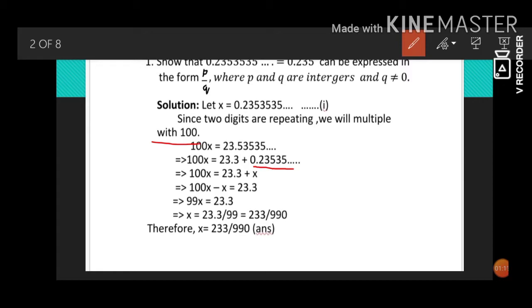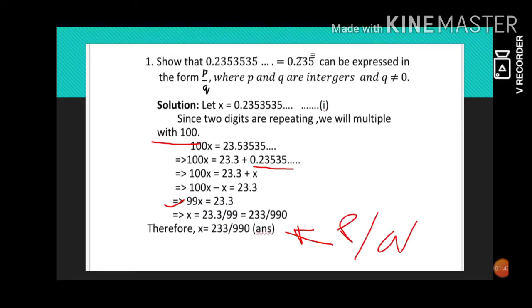Now transposing x to the other side, we get 99x equals 23.3. Solving for x, we get 23.3 by 99, which equals 233 by 990. So the decimal expansion, a non-terminating recurring number, is expressed as a rational number in p by q form. This is how question number 1 can be done.